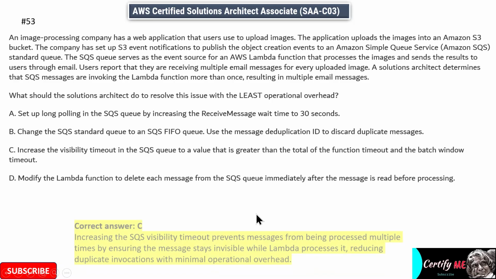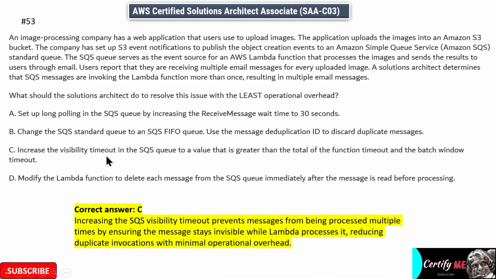The correct answer is option C. Increase the visibility timeout in the SQS queue to a value that is greater than the total of the function timeout and the batch window timeout. Increasing the SQS visibility timeout prevents messages from being processed multiple times by ensuring the message stays invisible while Lambda processes it, reducing duplicate invocations with minimal operational overhead.